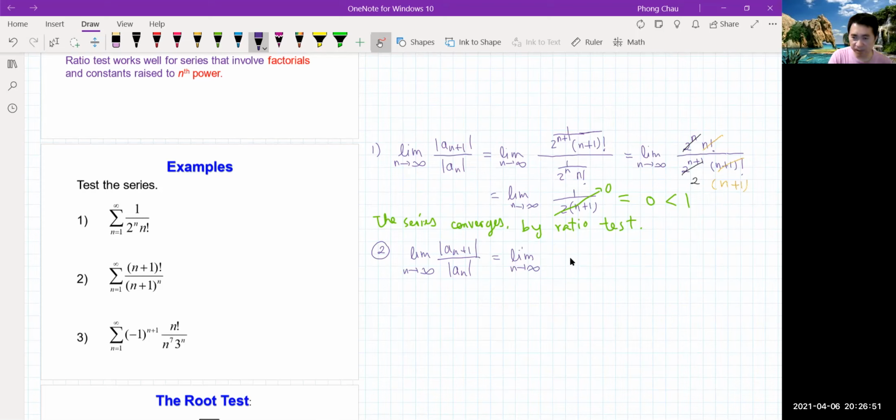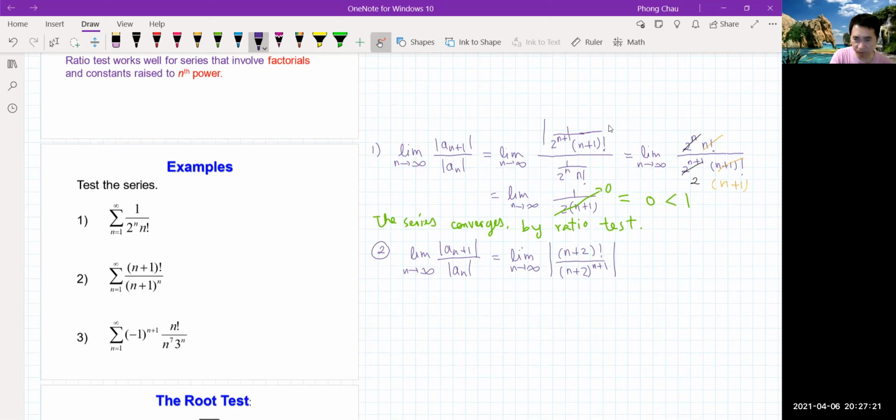So what's a sub n plus 1? Replace the n with n plus 1. So you're going to have n plus 1 plus 1, so that's n plus 2 factorial, over n plus 1 plus 1, so that's n plus 2, to the n plus 1. So this is the a sub n plus 1. Actually, I should have absolute values there.